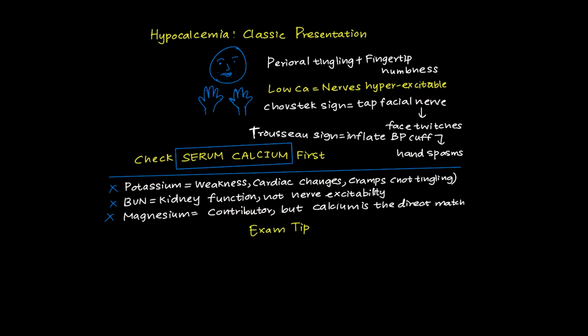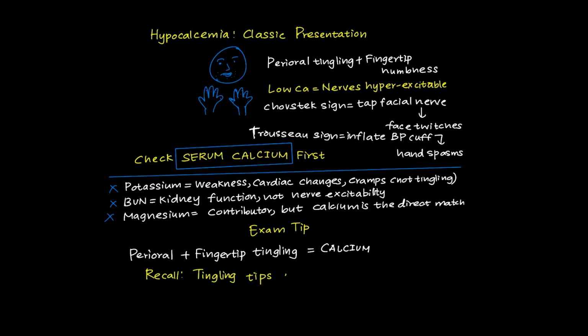Here's a WGU D455 exam tip for you. Perioral numbness plus fingertip tingling is the classic hypercalcemia pair. When you see that combination, calcium is your answer. Quick recall hook. Tingling tips and lips equal sign think calcium. Chvostek and Trousseau seal the deal.